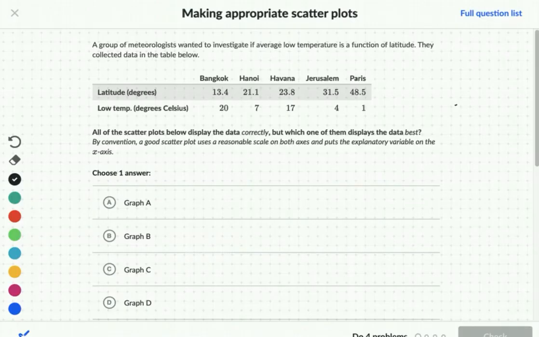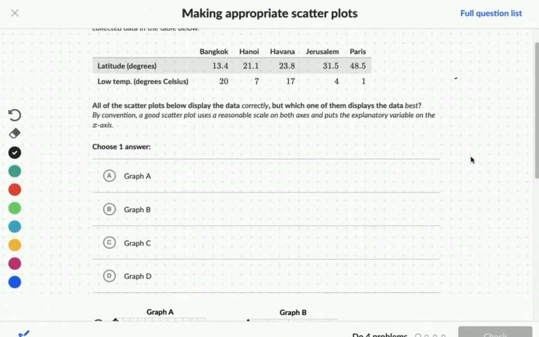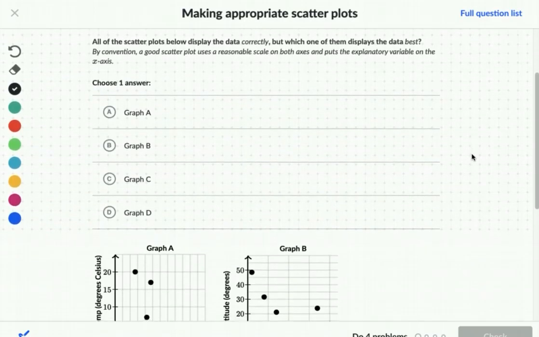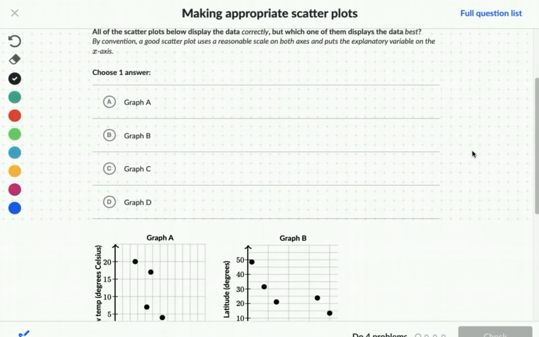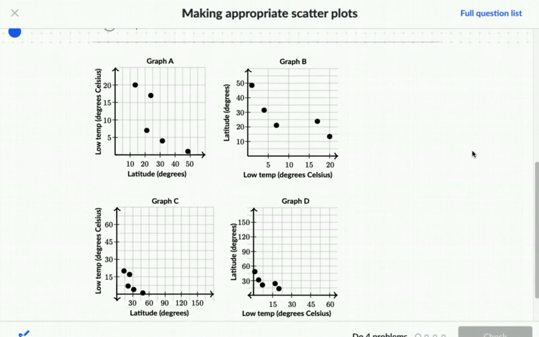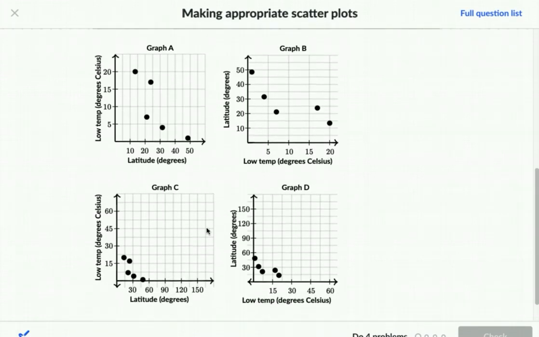All right, here is a problem asking you to make appropriate scatter plots. It says a group of meteorologists want to investigate if average low temperature is a function of latitude. So this is a function. They want to know if average low temperature is caused by the latitude. They collected data in the table below for different cities, and they want to know which of the displays, graph A, B, C, or D, is the best. All 4 of them display the data correctly. They want to know which one is the best. So pause your video and see which one you would choose.